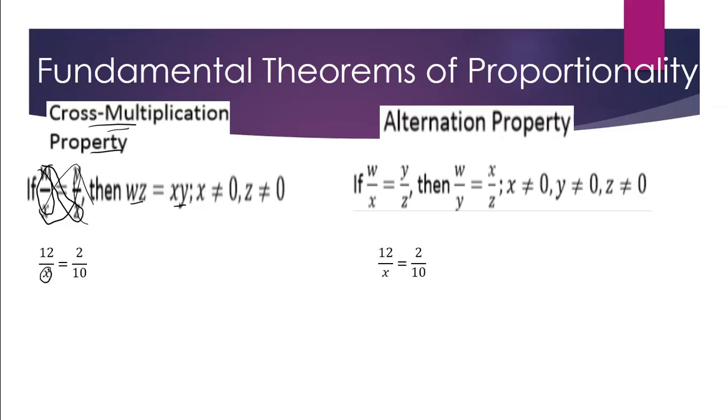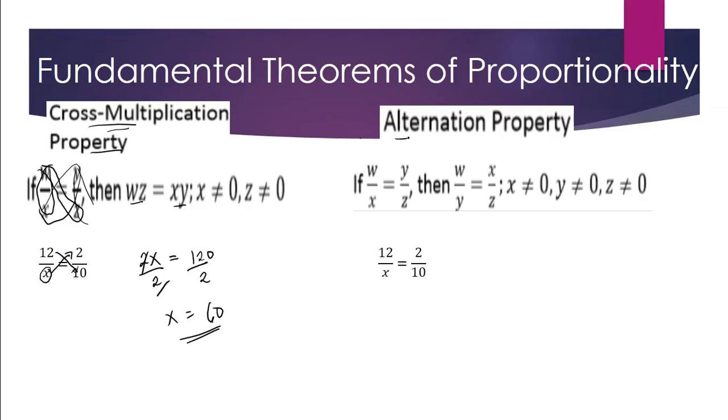Let us start with the unknown X. So you cross multiply, the answer here is 2X, then equals, you cross multiply also, 12 times 10, that is 120. And to solve for X, you are going to divide both sides by 2. So X is equal to 120 divided by 2, that is 60. So meaning to say, the value of X is 60. That is cross multiplication property.